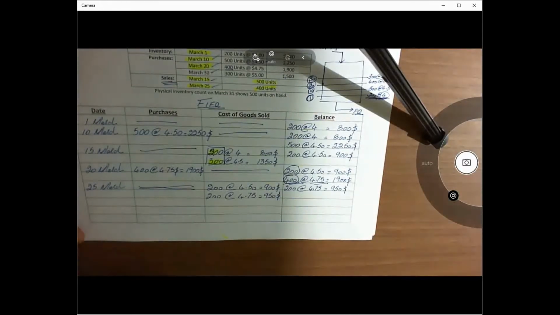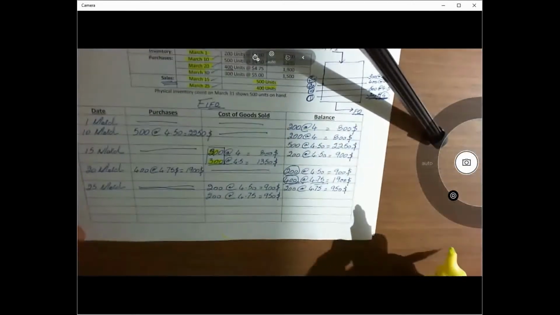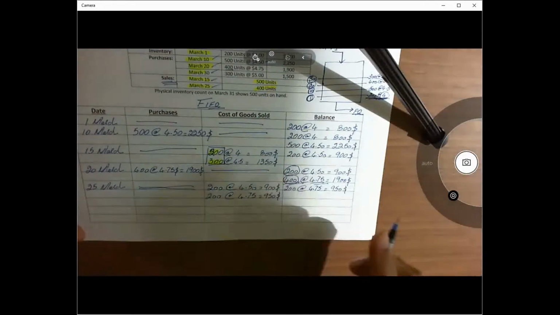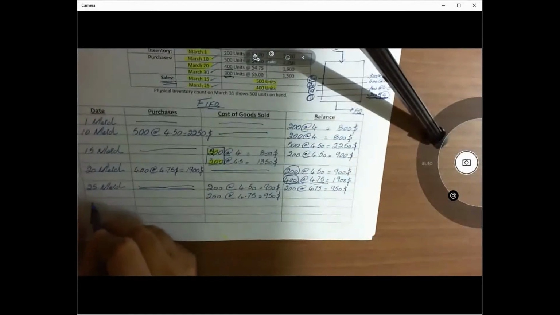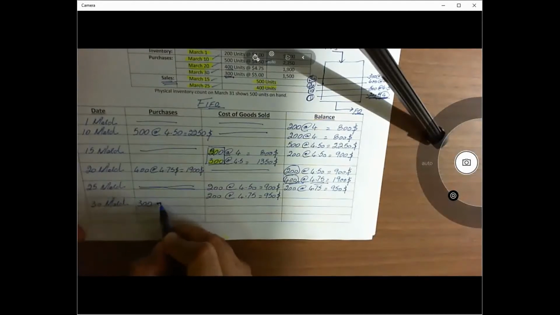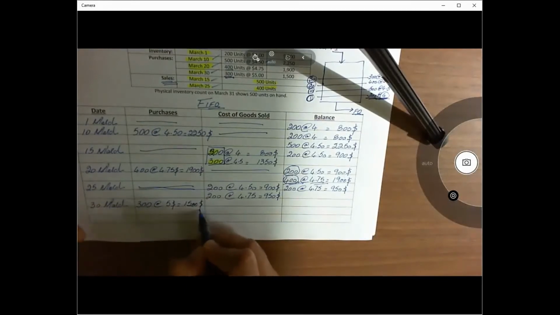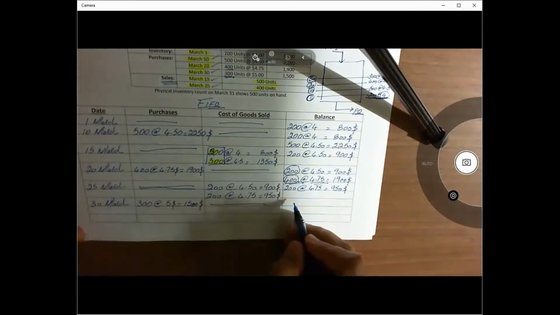After 25th of March, next comes the 30th of March. You can see over here 30th of March. On 30th of March, we are selling 300 units. Sorry, we are purchasing 300 units. So we will write again 30th of March. Under the column of purchase, we will write 300 units at $5, which is $1,500. And since we are not selling anything, all the inventory will go to our balance.